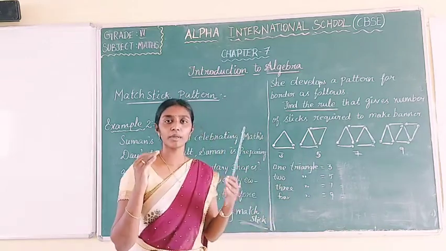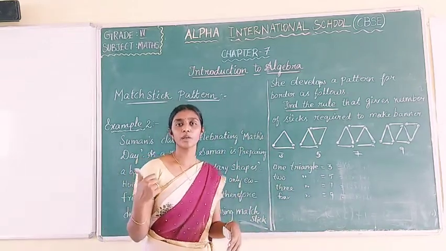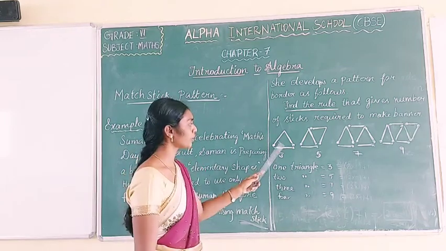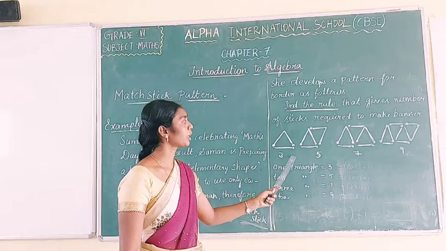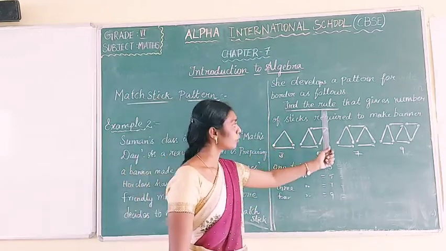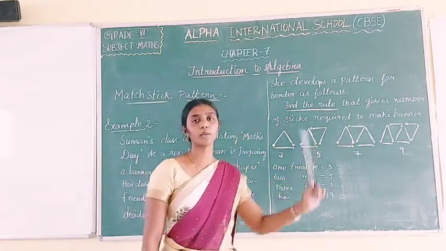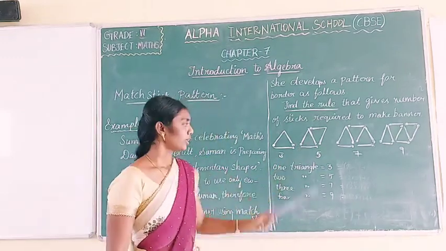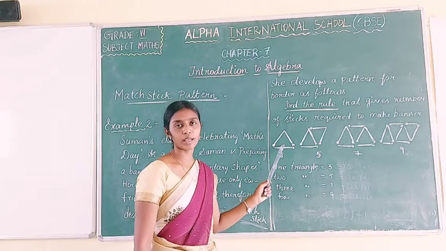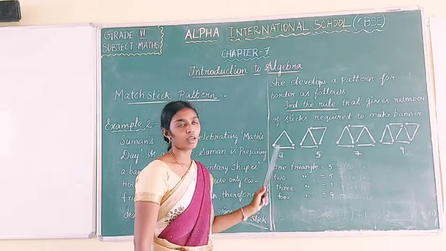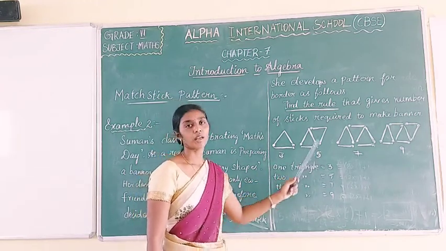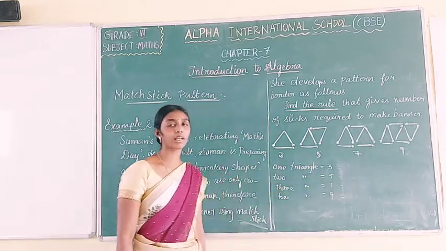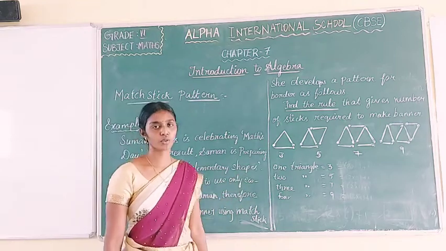So Suman starts to make a pattern. Last sum we saw a V pattern; here they are using the triangle shape. We want to find the rule that gives the number of sticks required to make the banner. See here, for making one triangle, she needs 3 sticks. For making 2 triangles, 5 sticks. For making 3 triangles, we need 7 sticks, and for making 4 triangles, we need 9 sticks totally.